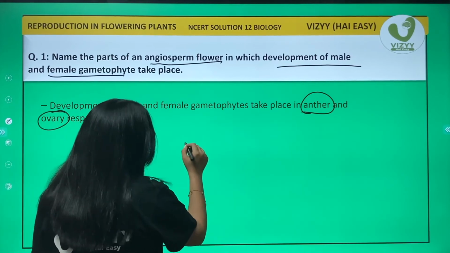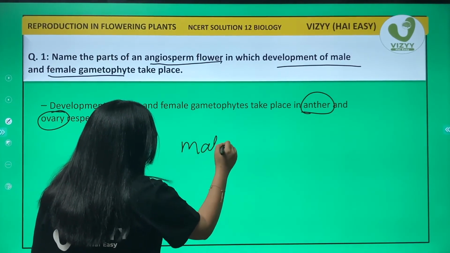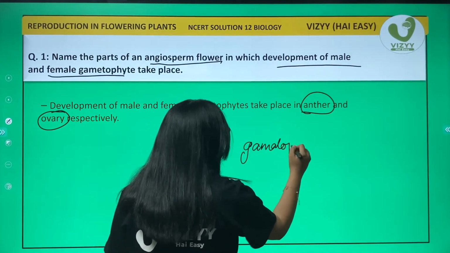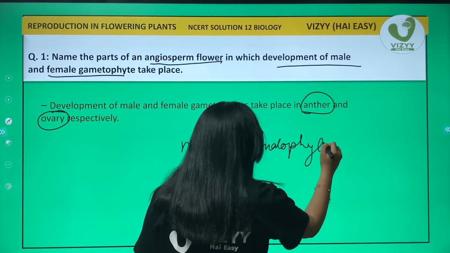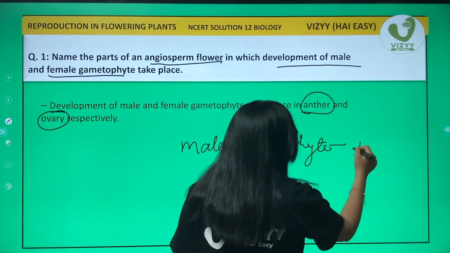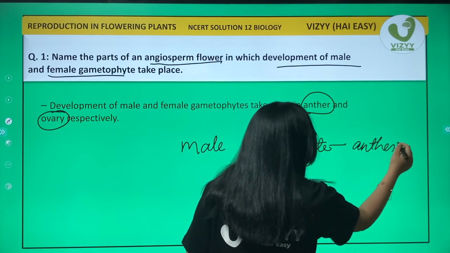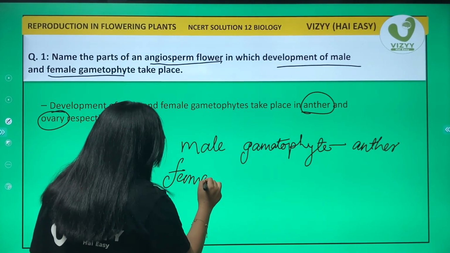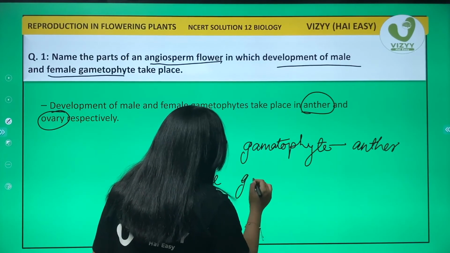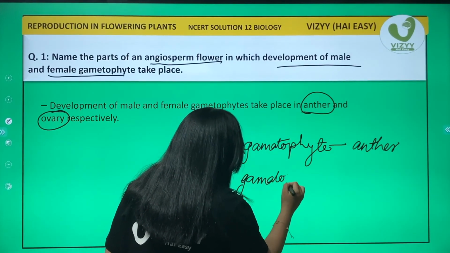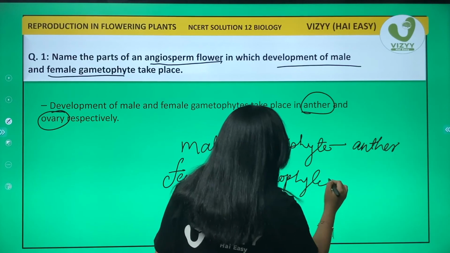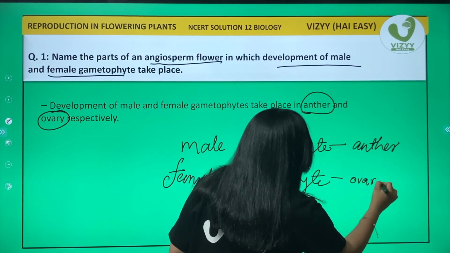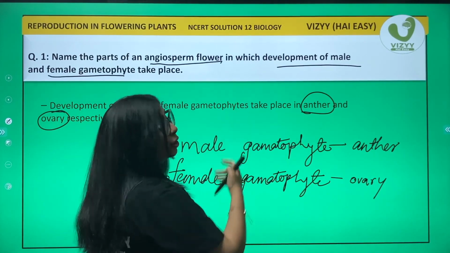respectively. So for the male gametophyte, it is the anther, and for the female gametophyte, it is the ovary. Okay students, so here is your question 1.